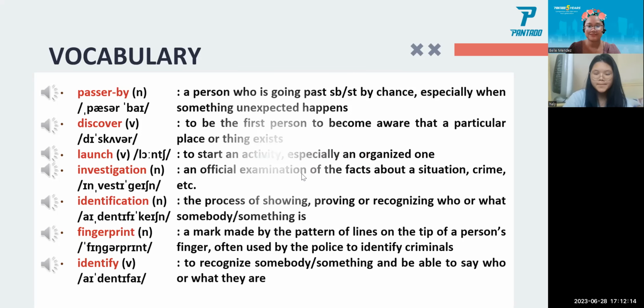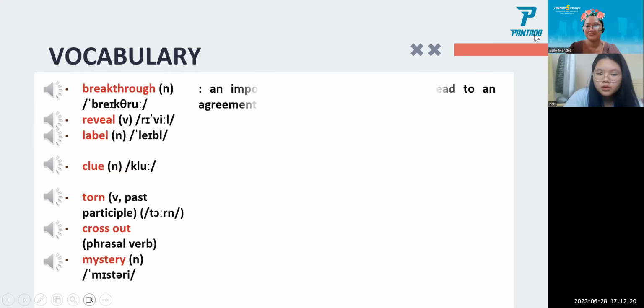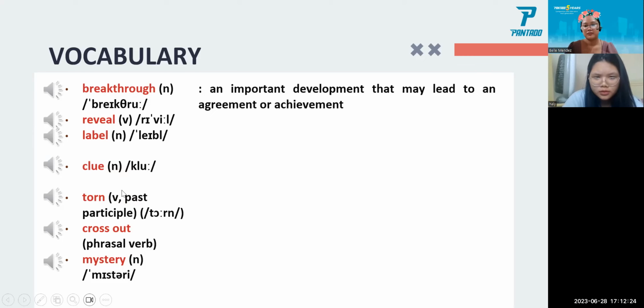Next is breakthrough. An important development.